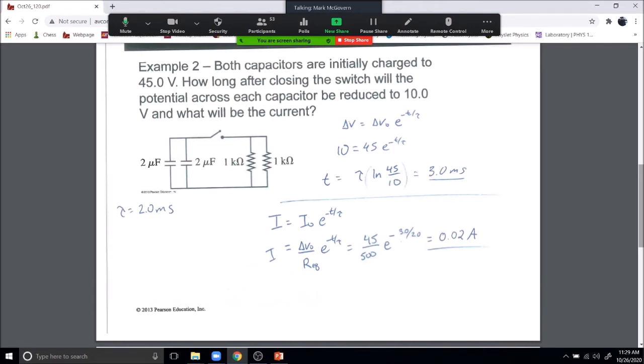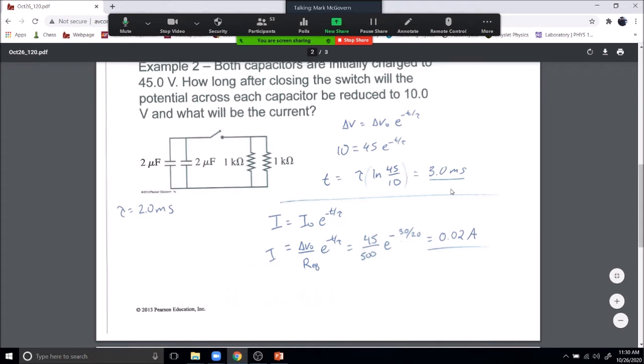So how long after closing the switch will the potential across each capacitor be reduced to 10 volts? So 10 is my final value, my initial is 45, and I have to solve my exponential up here. So I'm going to take the natural log of both sides. Not going to get too much into the math here, but the negative sign disappears because this is actually ln of 10 over 45, and if you flip the argument of a logarithm, that just makes it negative. So the negatives cancel out, and this turns out to be 3 milliseconds. And then we know what the current's going to be.